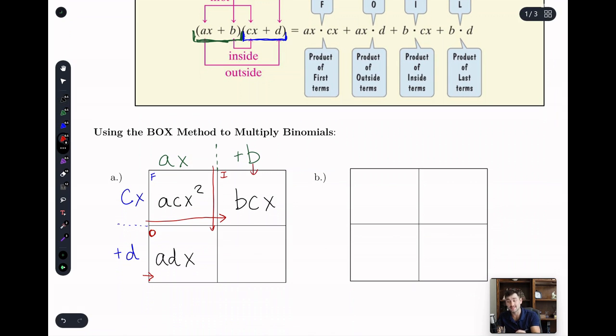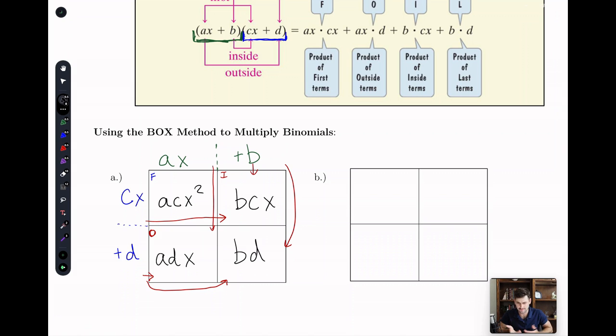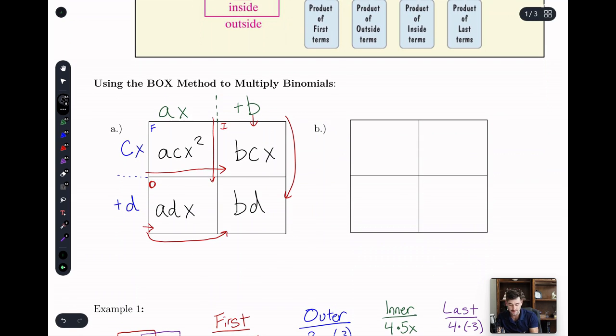And then last but not least, this is the easier one. You can take this D that's by itself and this B that's by itself and multiply them, and you get B times D. Okay, and then what do we do with the four boxes? All you do is add them all together, just like we did for the last term. So for the variables, for that really confusing one, it looks like ACX squared plus BCX plus ADX plus BD.